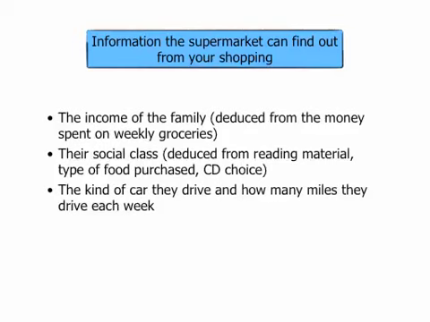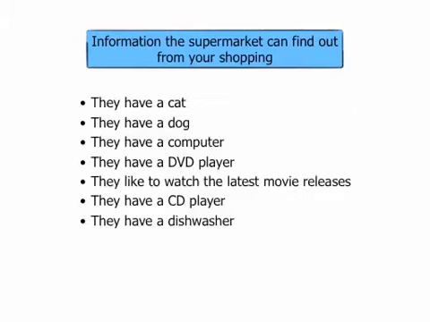They can gauge roughly the income of the family, deduced from how much you spend. Their social class, deduced from reading material and the types of food purchased and musical choice. The kind of car they drive, from how many miles they perhaps drive each week.